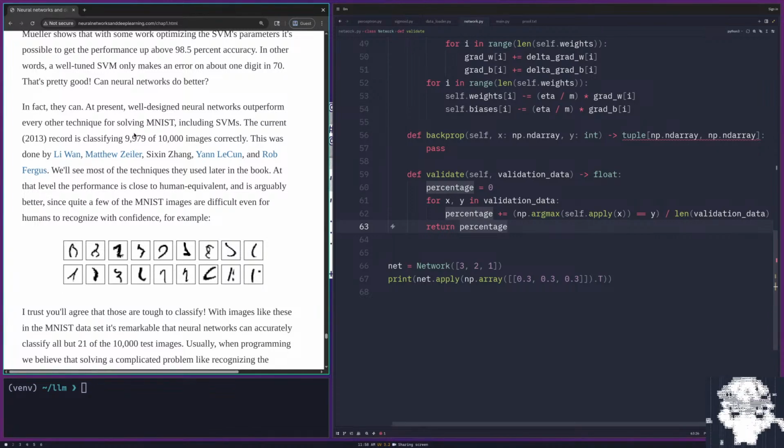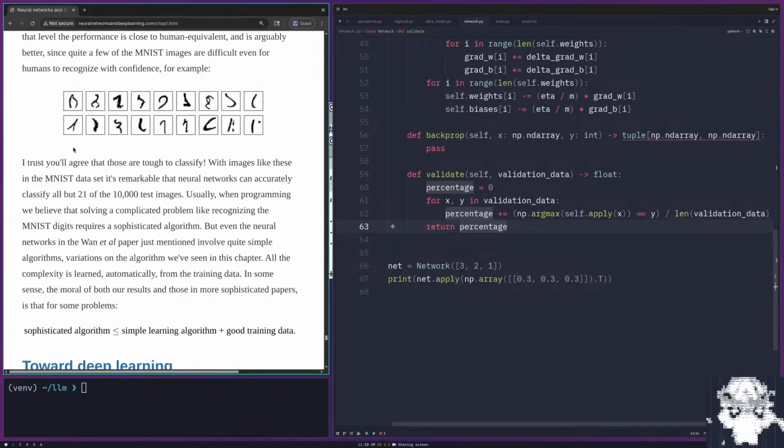At that level of performance, it's close to human equivalent and is arguably better, since quite a few of the MNIST images are difficult even for humans to recognize with confidence. For example, I don't know what's going on with most of these. Some of these are clearly not digits. I trust you'll agree that those are tough to classify.